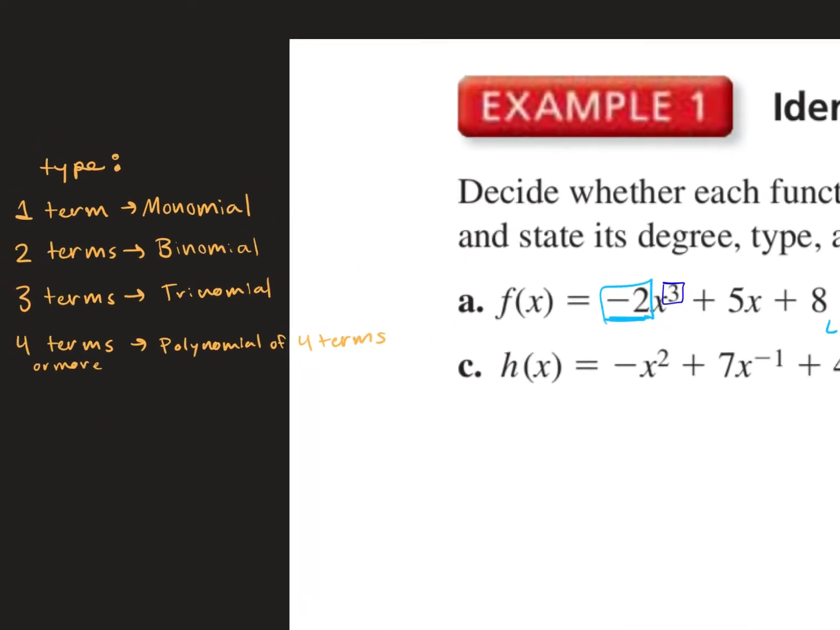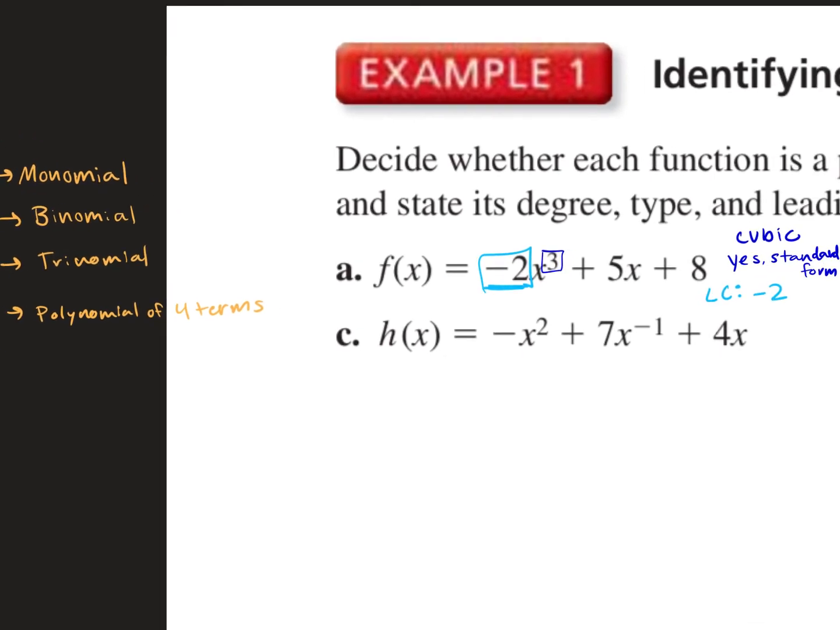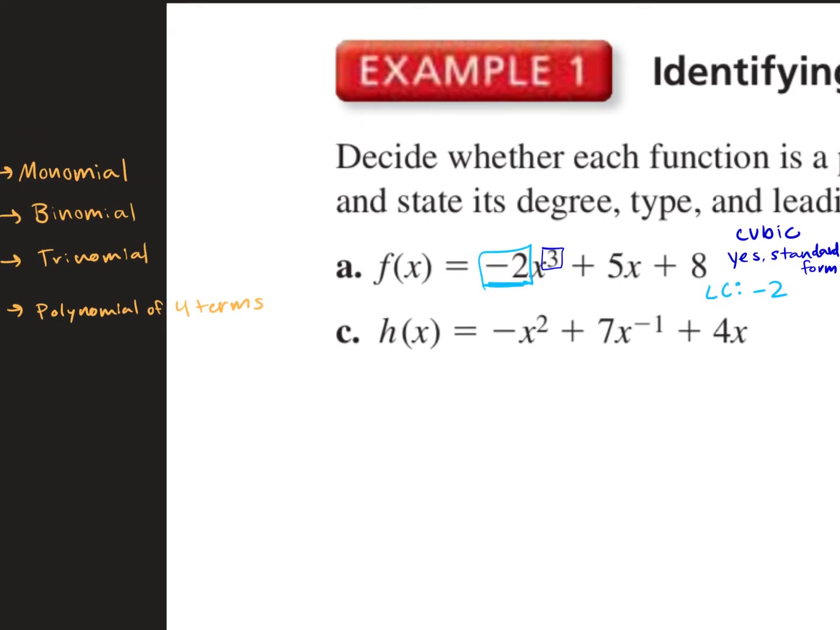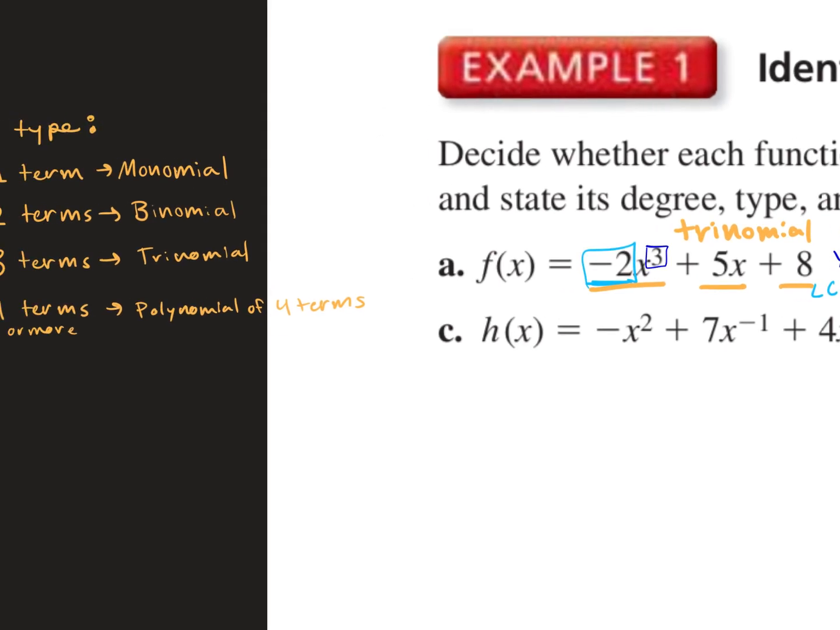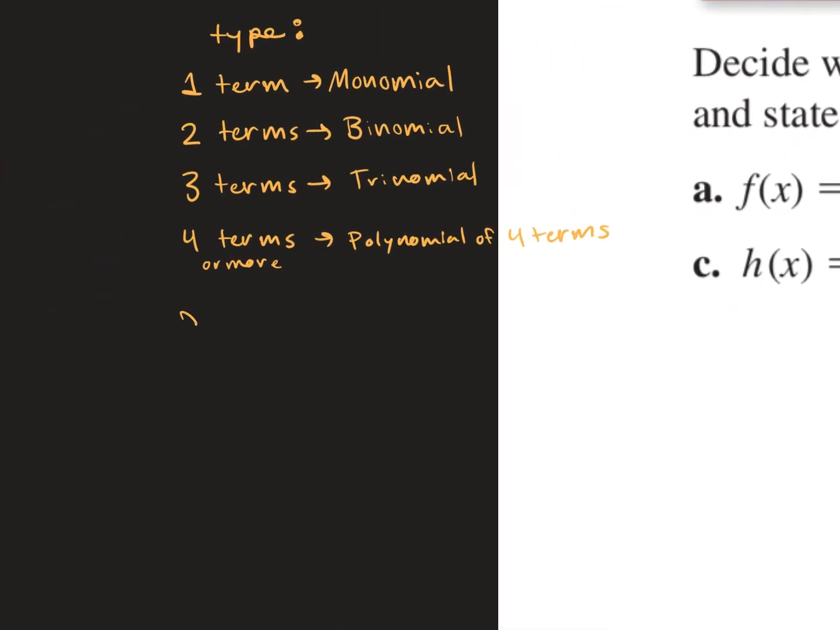So what type of polynomial do I have for A? A trinomial, because there's 1, 2, 3 terms. So this would be a trinomial. And terms are always separated by a plus or minus sign.